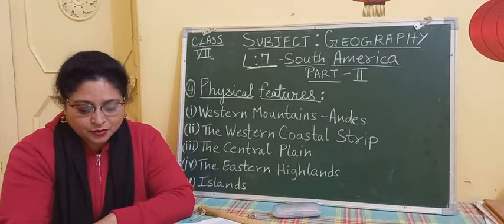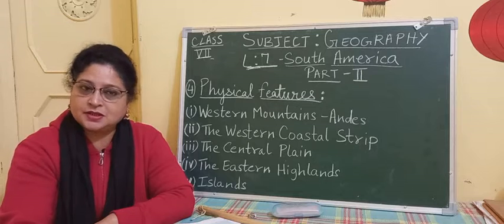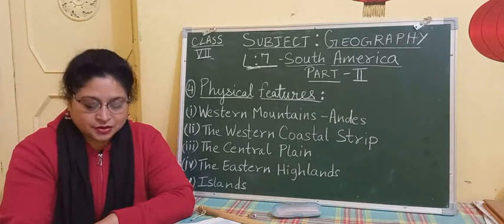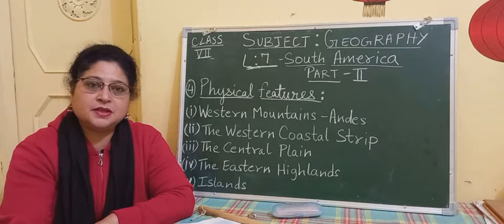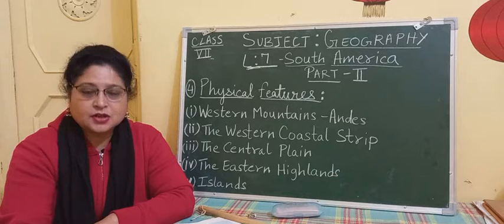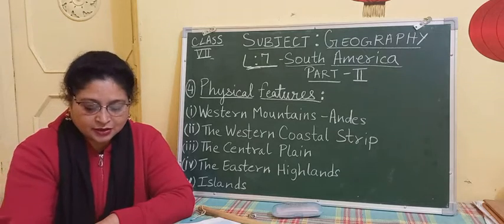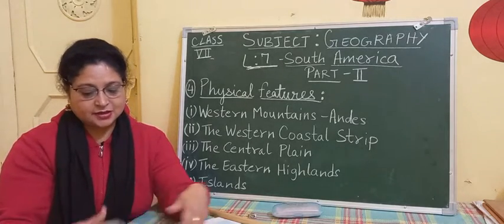It is made up of three rivers. There are three rivers that flow in the Plata River Basin or the Paraguay: the Parana, the Paraguay, and the Uruguay. All the three rivers have their sources in the Brazilian highlands. So the main water source or the origin of all these three rivers, the Parana, Paraguay, and the Uruguay, is the Brazilian highlands.